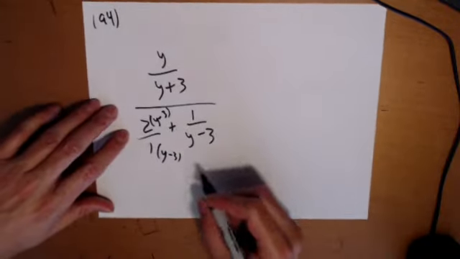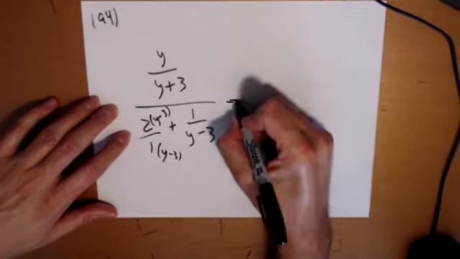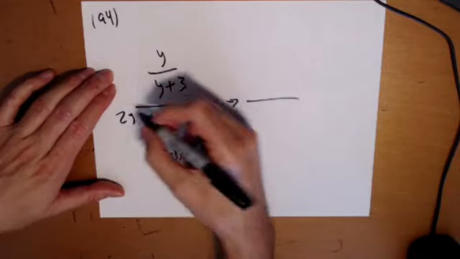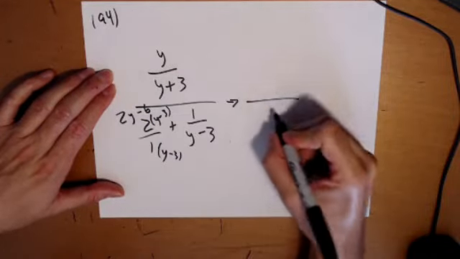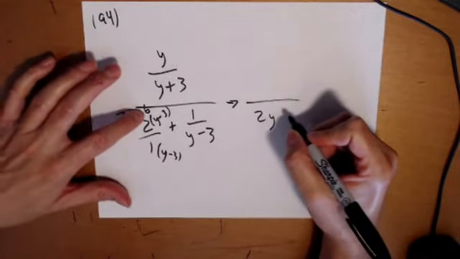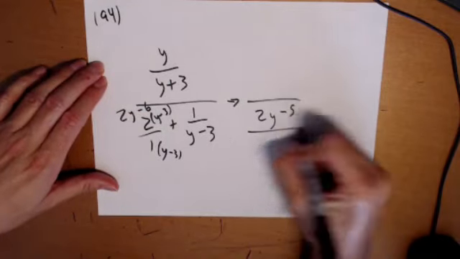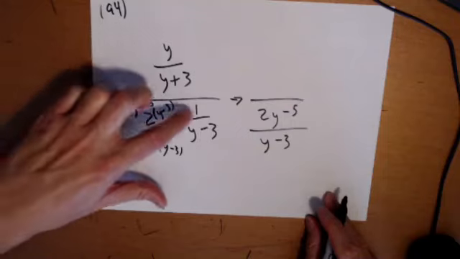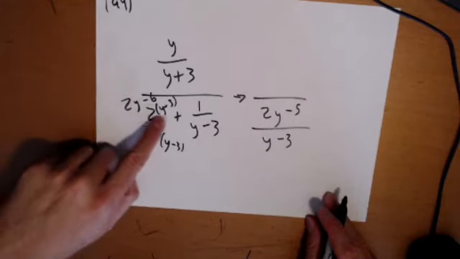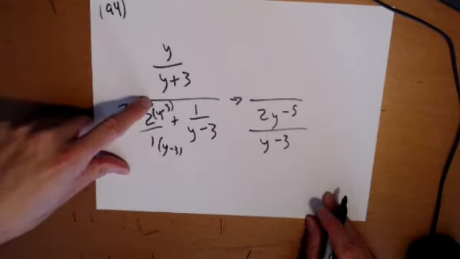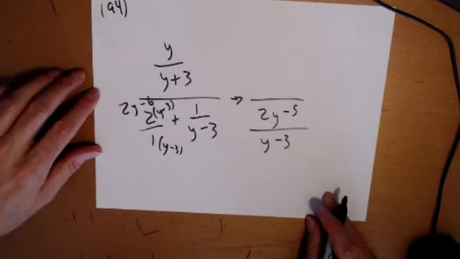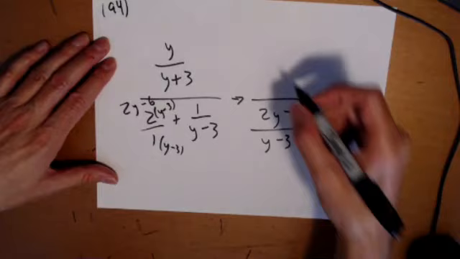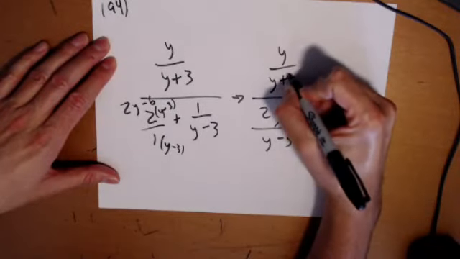So downstairs, what do we have? There's a 2y minus 6 plus 1, so that's 2y minus 5, all over that y minus 3. I expanded this out. I'm always writing on top, showing my work. Okay, and then the top we said was good to go.